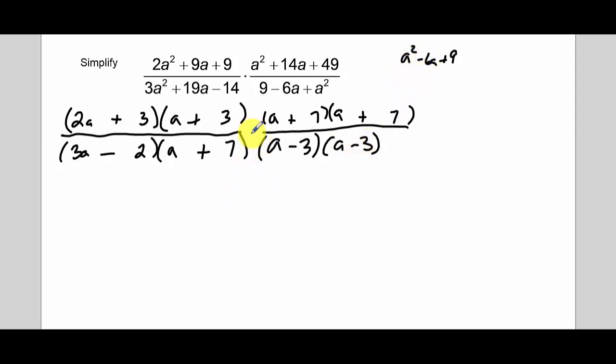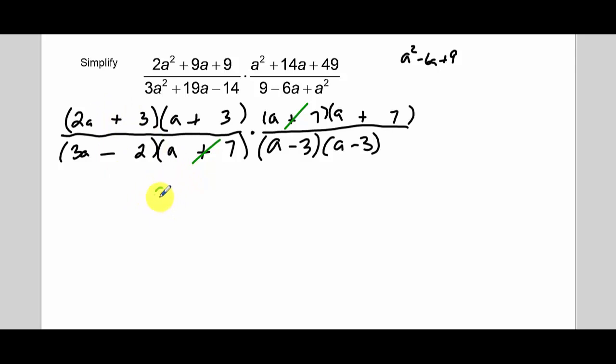Now I'm just looking for my cross reductions, things that are exactly the same. I notice here's an a plus 7 and here's an a plus 7. I have a... it's looking like that's it. I think that is it.